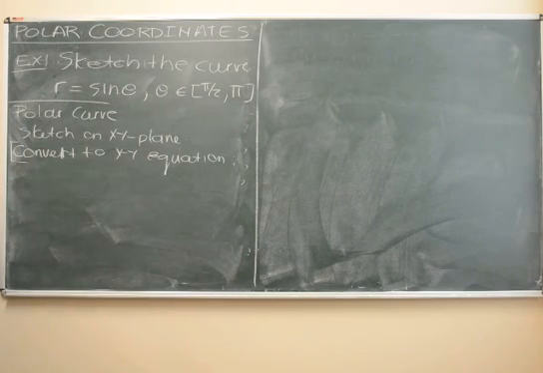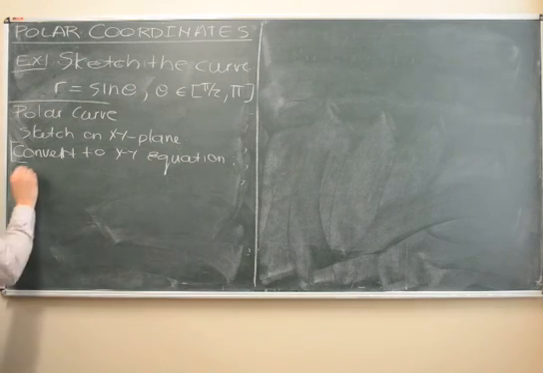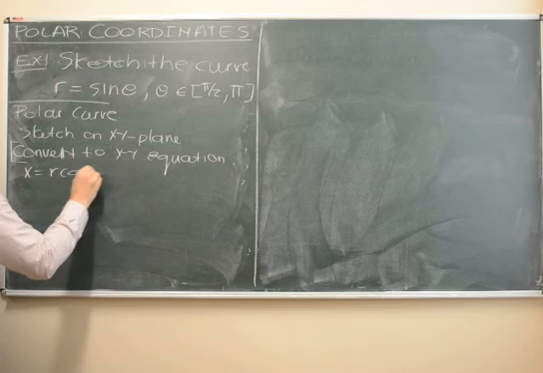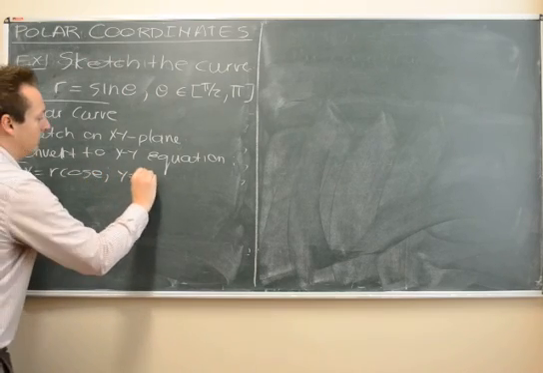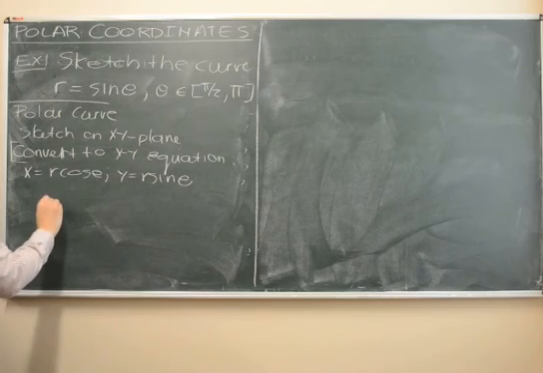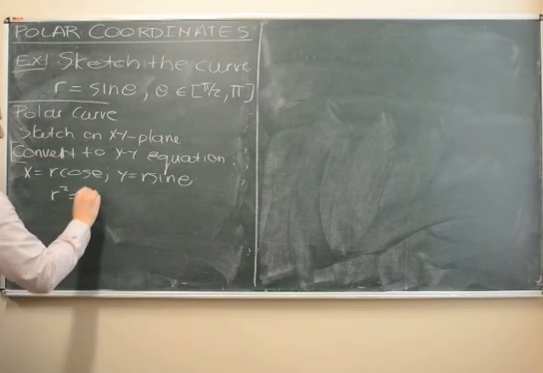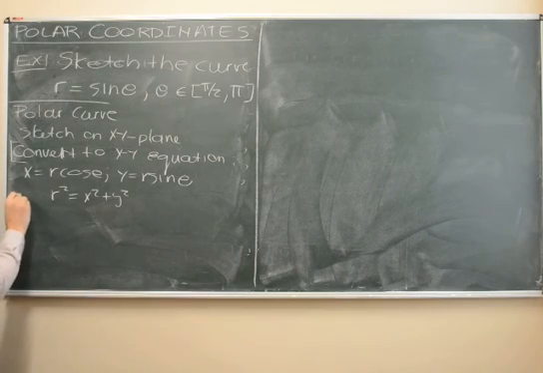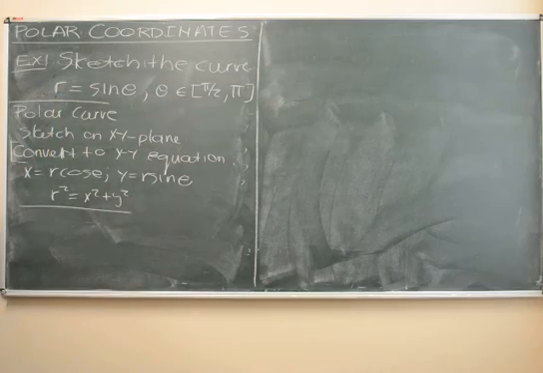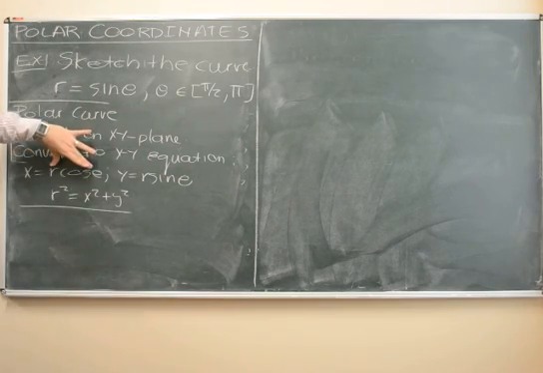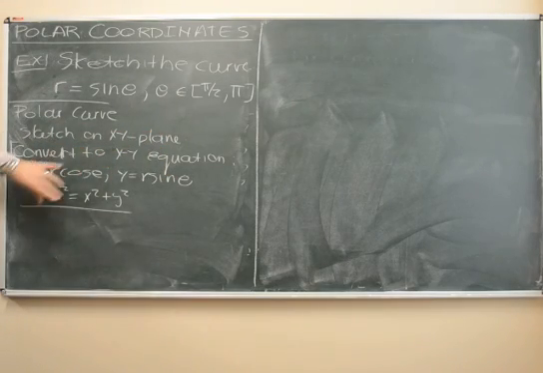Well, we have some equations that tell us how x, y, and r, theta are related. We have x is r cos theta, y is r sine theta, and r squared is x squared plus y squared. So what we have to do is look for terms of this form, r cos theta, r sine theta, or r squared in our equation. Now, as it stands, there are no such terms in our equation. We have r is equal to sine theta.